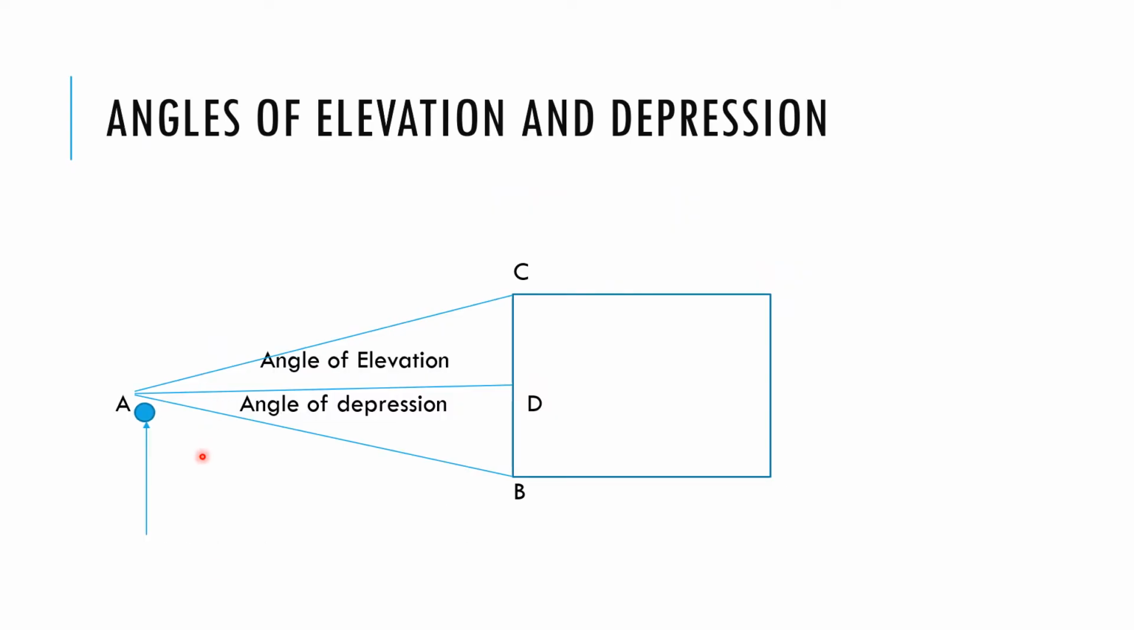Okay, let's discuss the angles of elevation and depression. If you stand in front of your school block BC and look at the point C, the top of the block, and at a point D, which is at eye level, then the angle CAD is called the angle of elevation. It is the angle made between a line from the eye A to the object C and the horizontal line AD.